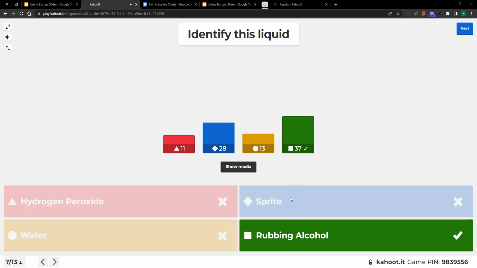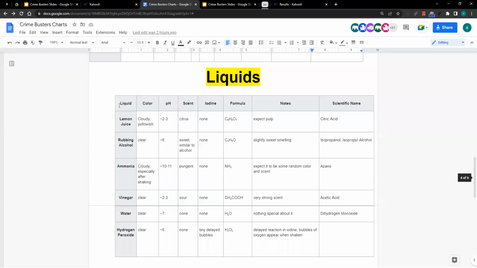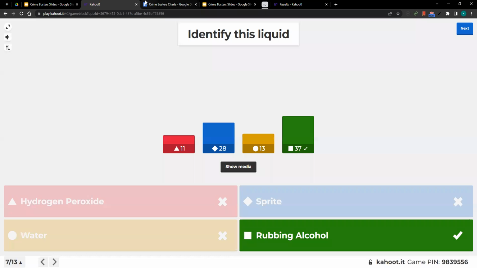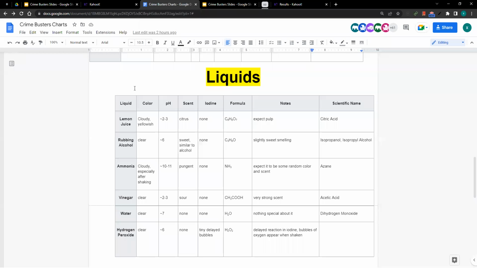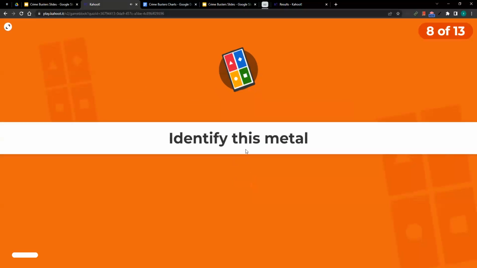Okay, great. Fewer people got this one right this time. Why would you choose Sprite? It's not even on the chart. If you look at the chart, there's no Sprite anywhere here. Rubbing alcohol not only smells a bit sweet, but you can see that it has a pretty neutral pH and it smells like alcohol. So make sure to actually look at the charts and not just randomly guess.